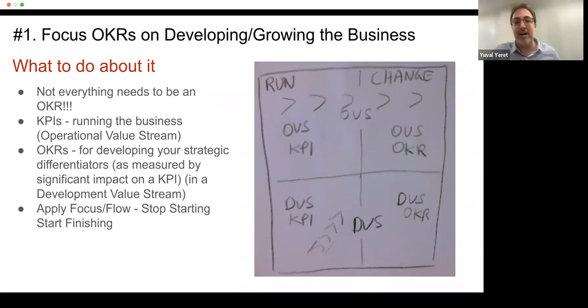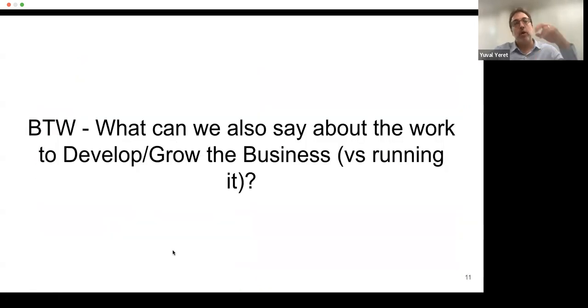So that's one first important step in addressing this challenge. Figure out to yourselves, what's our ongoing operation? Where are our real developmental work, developmental value streams? We need OKRs for these developmental works, growing the business versus running the business. Once organizations start to think about that, we can start to have conversations around what's different between the work we do to develop and grow the business versus the work to run it.